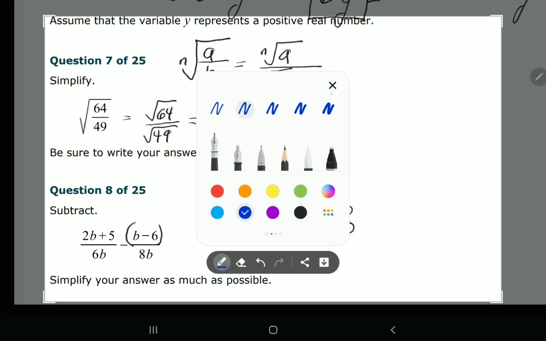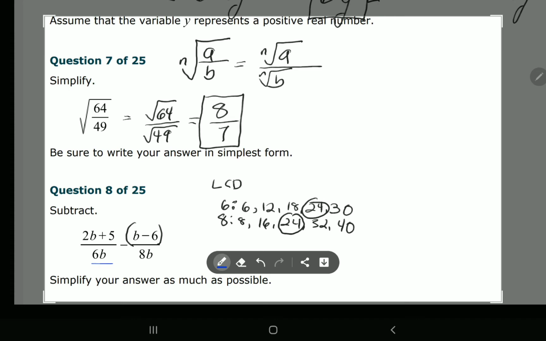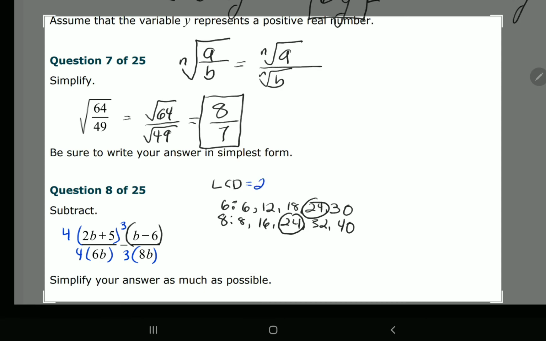Let's look at the first one. 6 times what number gives us 24? And that is going to be 4. So we're going to multiply 4 here in my denominator. Whatever I do to the bottom, I must do to the top. 8 times what number gives me 24? And that is going to be 3. Multiply it to the bottom, I multiply it to the top. And if you look here, the LCD is going to be 24b. Both have b's, and now both have a 24 in our denominator.